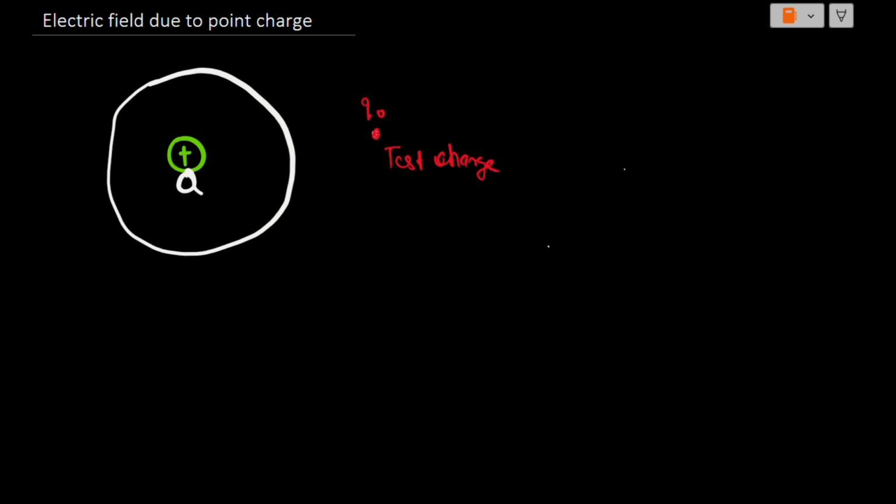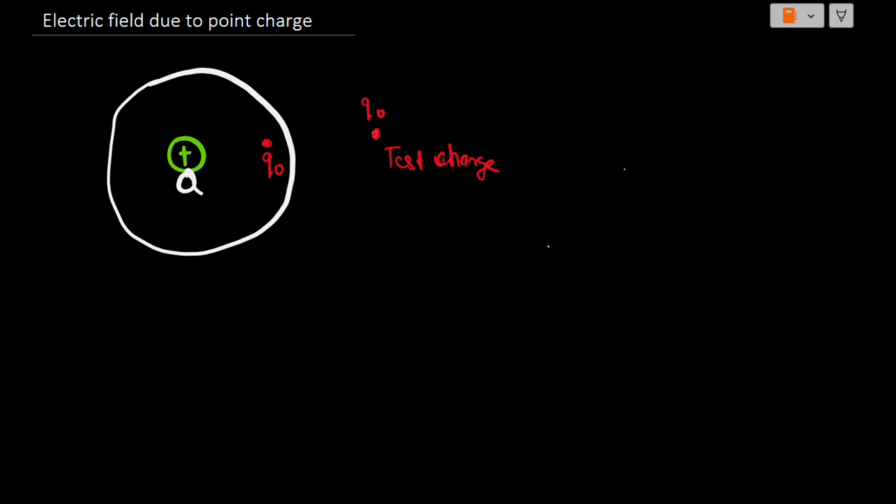Now we will consider what happens to this test charge when it goes into the electric field of this big positive charge. So basically we are studying the interaction of electric fields and field forces. Now this test charge will enter into the electric field of this big charge Q. So this charge Q naught is now inside this electric field.